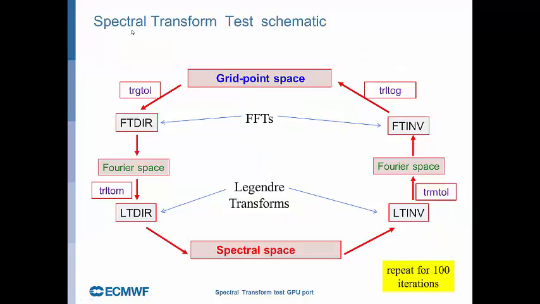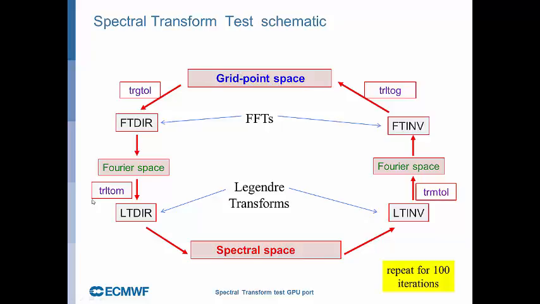Here's the schematic for this spectral transform test. You start off in spectral space with a number of spectral variables. You perform a Legendre transform, transpose the data, that's an MPI all-to-all V. You're in Fourier space, you do a Fourier transform, FFTs, and then transform it again to get it into the grid distribution that I showed earlier, where each MPI task owns a part of the globe.